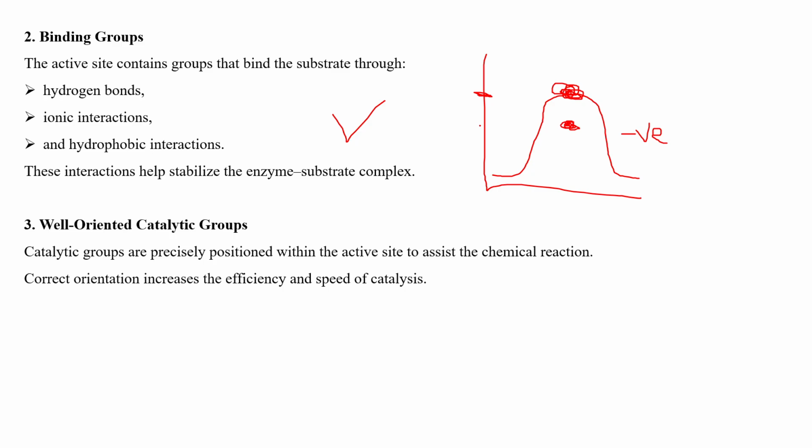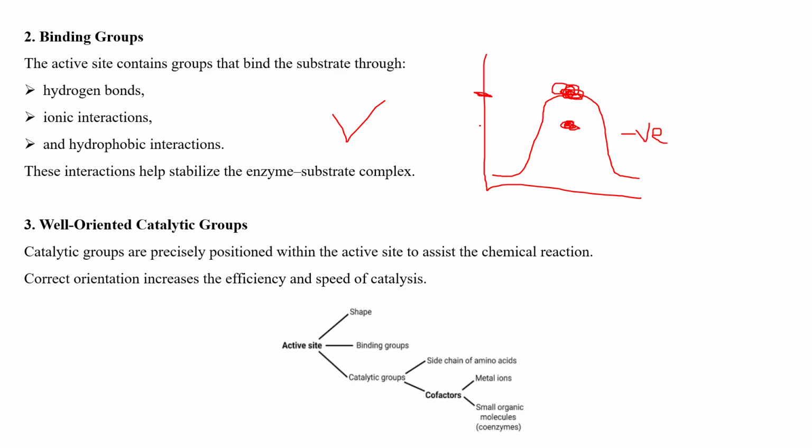And the third one, catalytic groups are precisely positioned within the active site in order to assist the chemical reaction. I've been saying this always. If the substrate can even bind to the active site, binding groups interacting, if you are still not having your catalytic groups precisely positioned in the active site, you are not going to have any chemical reaction occurring. So correct orientation also increases the efficiency and the speed of the catalysis.